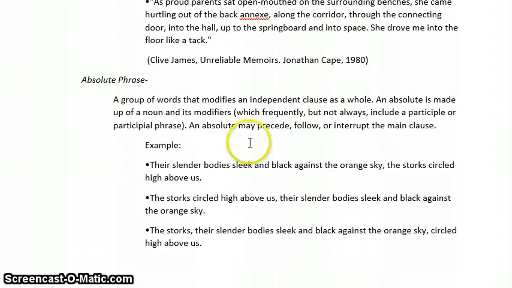Okay, so let's go ahead and look at this. Their slender bodies, sleek and black against the orange sky, the storks circled high above us. Kind of a really good job of blowing up a moment. Absolute phrases do an incredible job of just thrusting us into the moment and giving us detail, helping make us focus on what we're looking at. The next one is the storks circled high above us, their slender bodies sleek and black against the orange sky. And here we see the absolute phrase featured after the whole clause. But you can see there's a whole lot more detail offered by that absolute phrase.